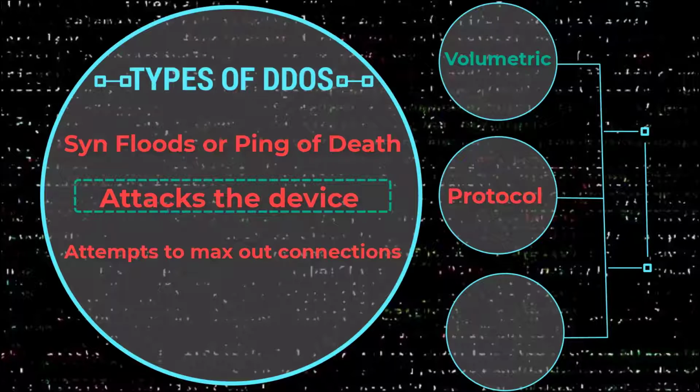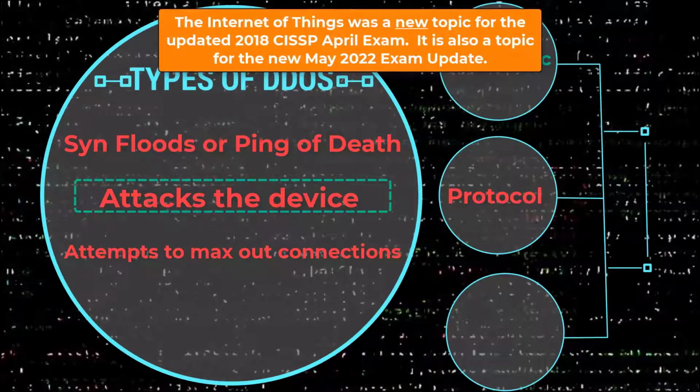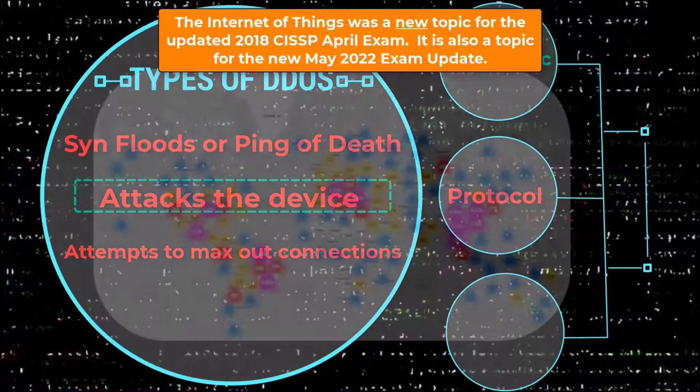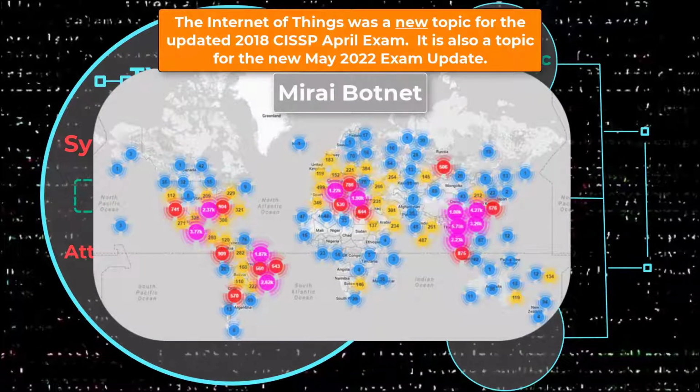How would we do that? I'll give you a hint. It's one of the new topics of the new updated CISSP exam. It's the Internet of Things, IoT. By compromising these millions of small devices with IP addresses, they can then be used to launch DDoS amplification or other types of attacks on a targeted victim.